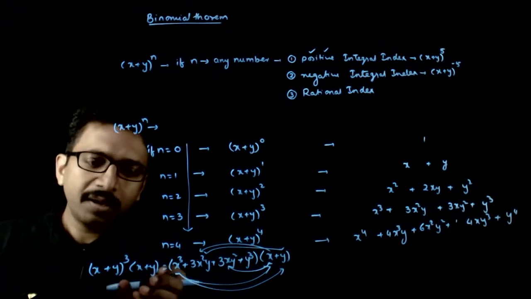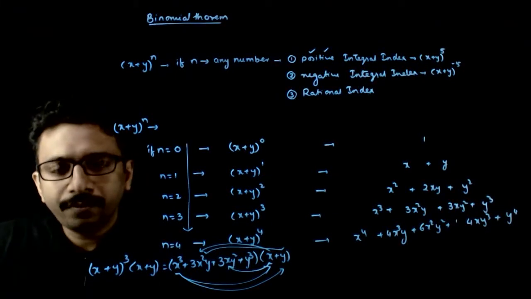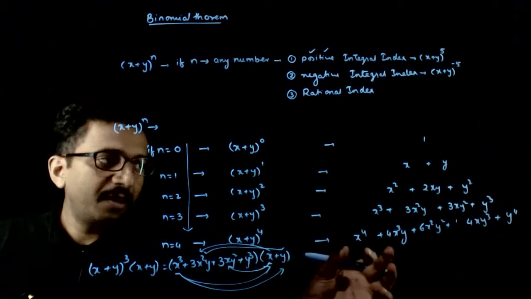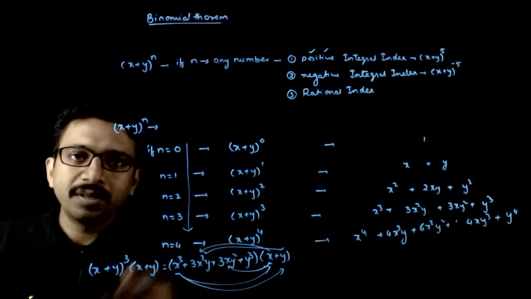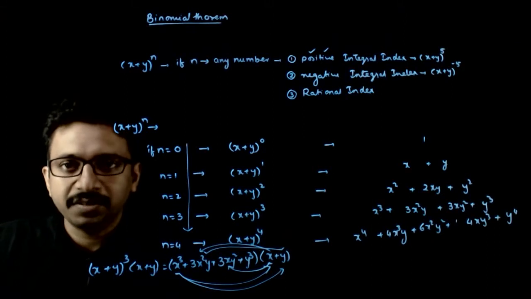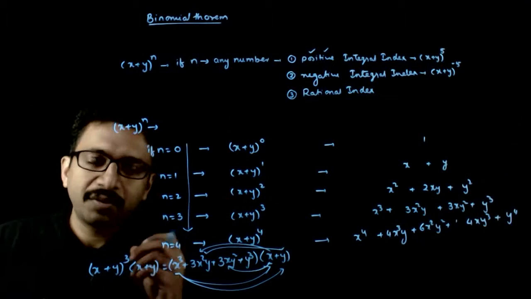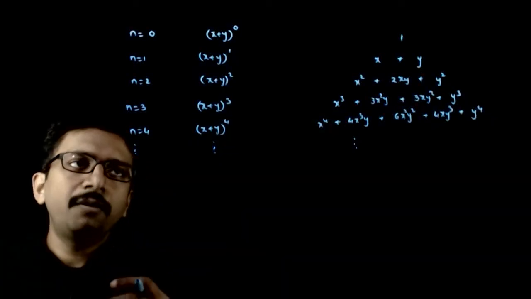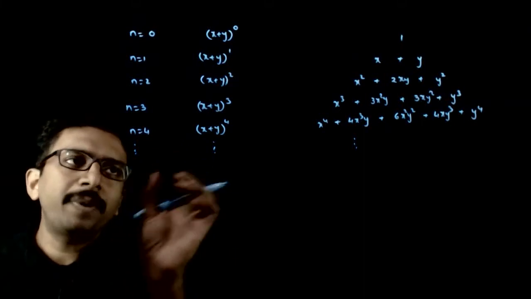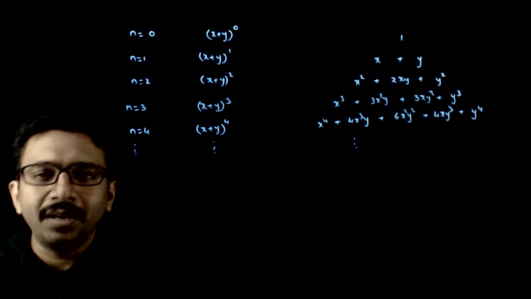So, in this way you can also get the expansion for n is equal to 5. You just need to multiply (x plus y) whole power 4 with (x plus y). But if you have to do this, it will be very difficult to get the expansions. So, is there an easy way to get the expansions? That is the question that we are going to deal with. My aim will be to find an easy way to expand (x plus y) to some positive integral index.